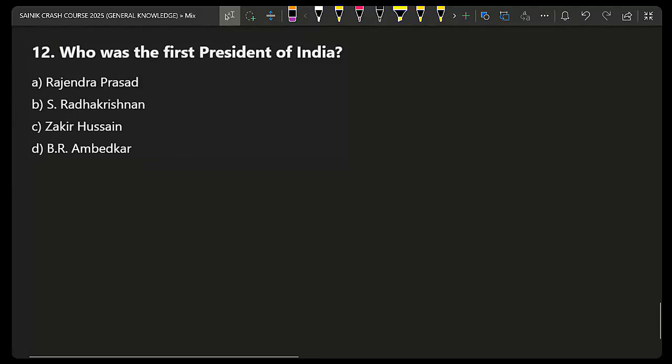Option A, Rajendra Prasad. Option B, S. Radhakrishnan. S means Sarvepalli Radhakrishnan. Option C, Zakir Hussain. Option D, Bhimrao Ambedkar. Who is the first president of India? So time up. No votes for C and D, but option B 5 votes, Sarvepalli Radhakrishnan, and option A 21 votes. Rajendra Prasad is the correct answer, the first president of India.